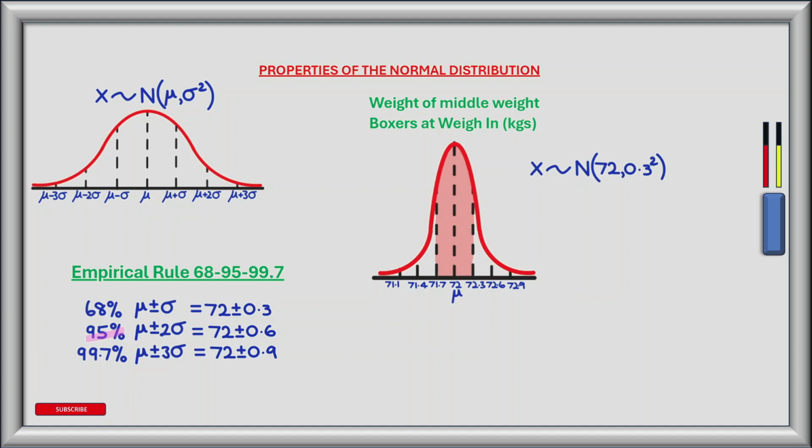And 95% of the boxers' weights will be within two standard deviations of the mean. So that's 72 kilograms, which is the mean, plus or minus 0.6 kilograms, and is represented by the area shaded in red on the graph. And 99.7% of the boxers' weights fall within three standard deviations of the mean. So that's 72 kilograms, which is the mean, plus or minus 0.9 kilograms. And that's the area represented by the red shaded region, where the weights are between 71.1 kilograms and 72.9 kilograms.